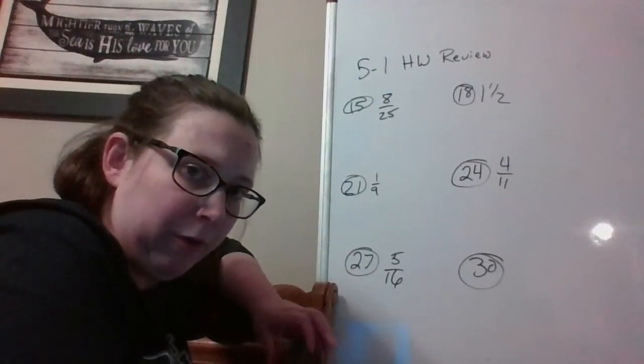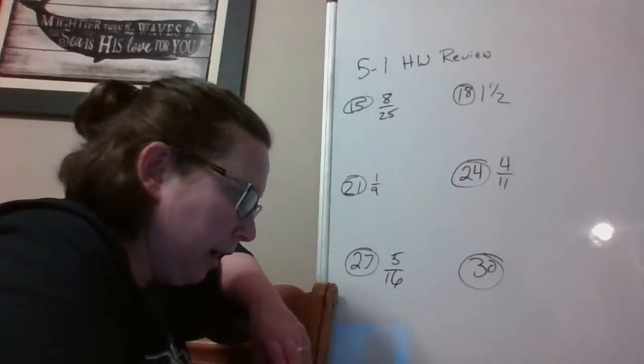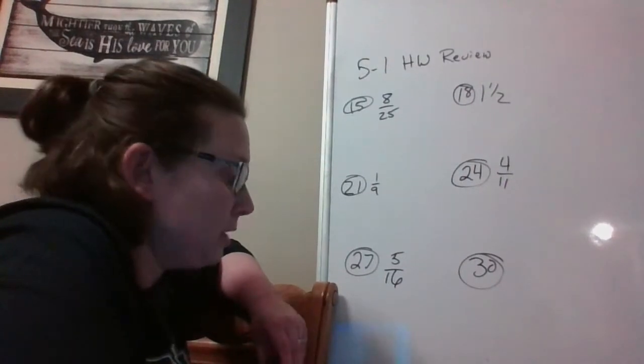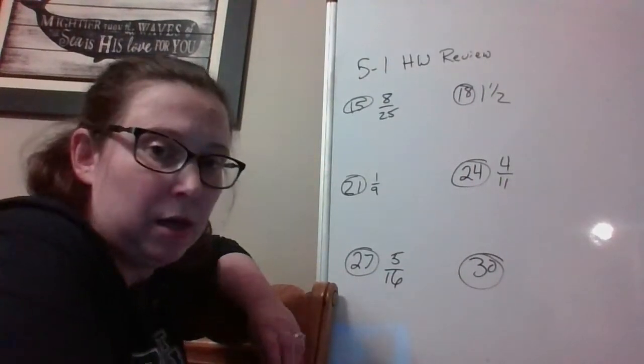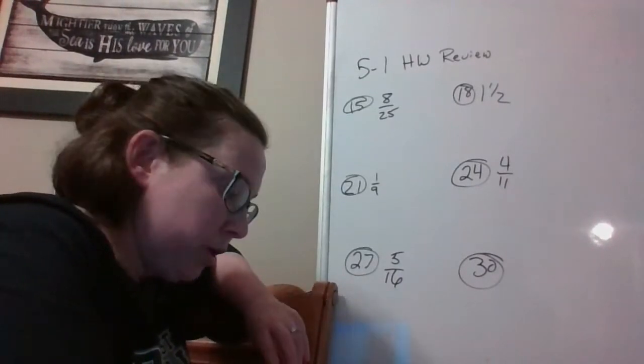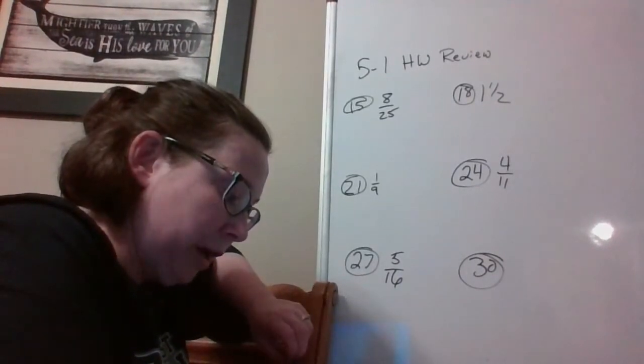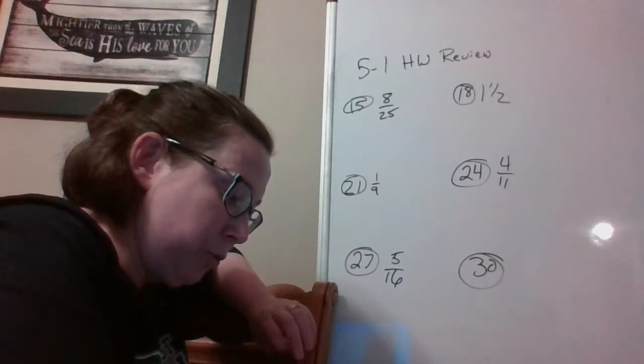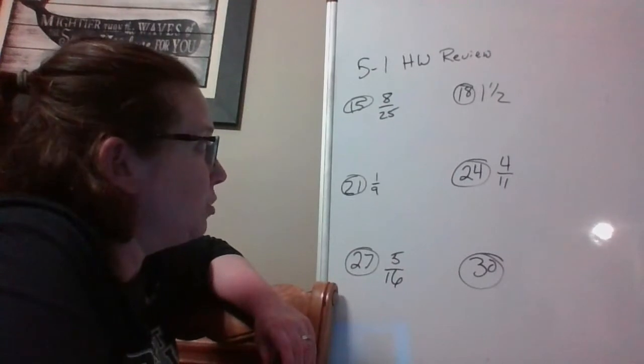We are with the 5-1 homework review. I had assigned problems 15 to 45 by 3s. Up here I have our first 6 problems in which you were asked to write each fraction or mixed number as a decimal. Use a bar to show repeating decimals if you need to.